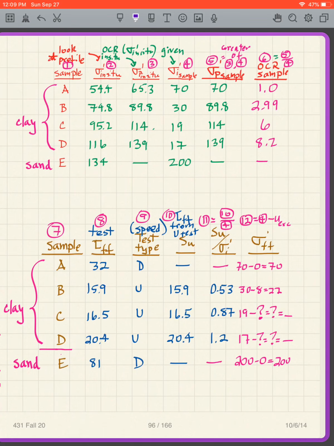Well, we're going to fill out this table, and this is going to be in the instructions. So here's our samples, A, B, C, D, and E. And we note that these are in the clay, this one's in the sand.